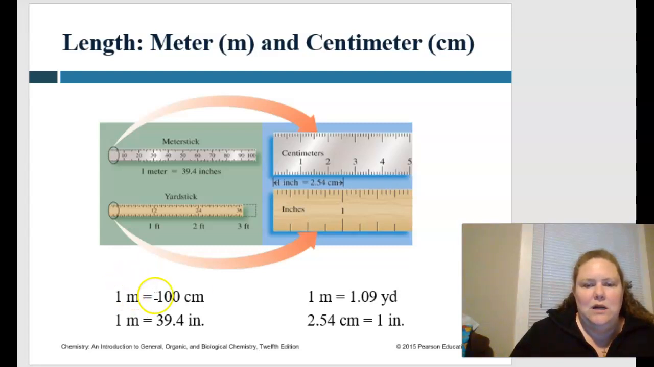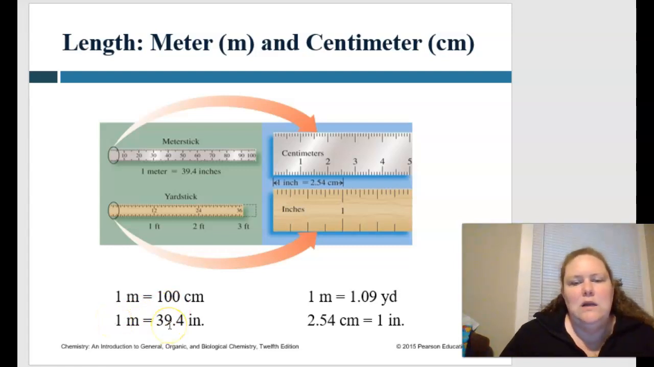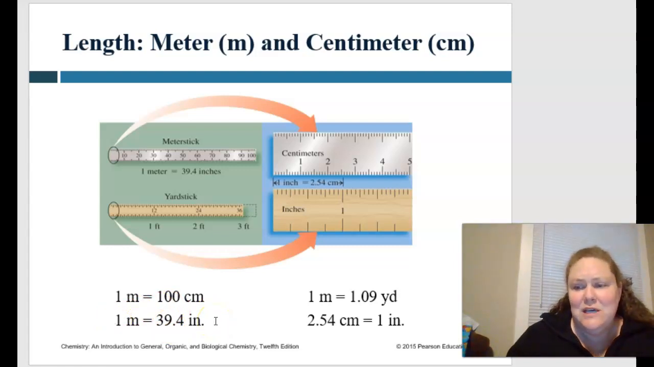Okay, so 1 meter is 100 centimeters. So that's a nice even number. Where if we look at the U.S. system, 1 meter is 39.4 inches. So that's just so random to try to remember.